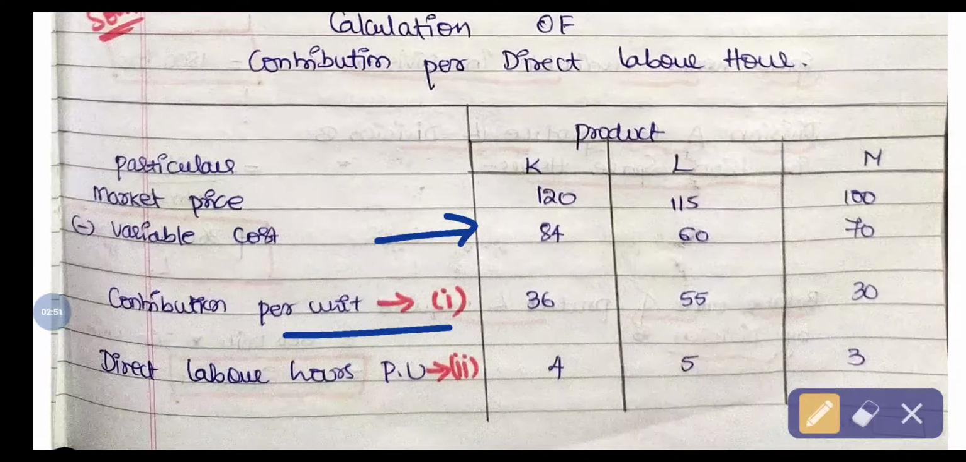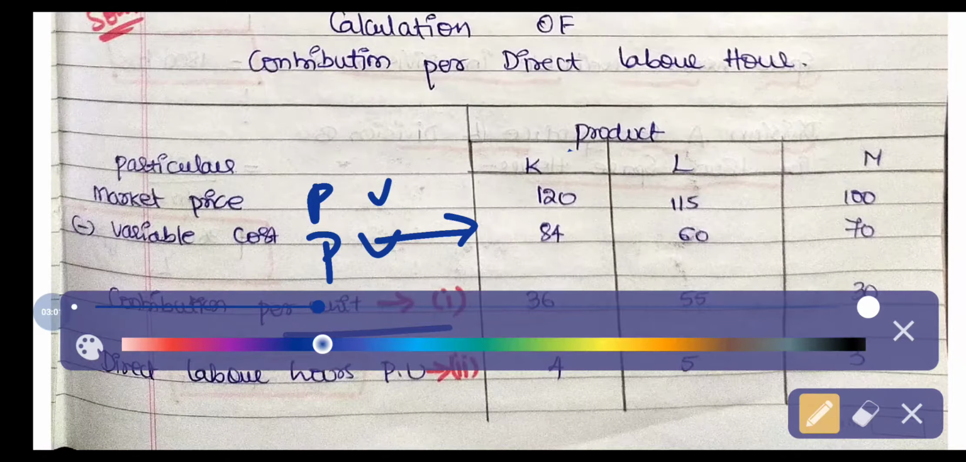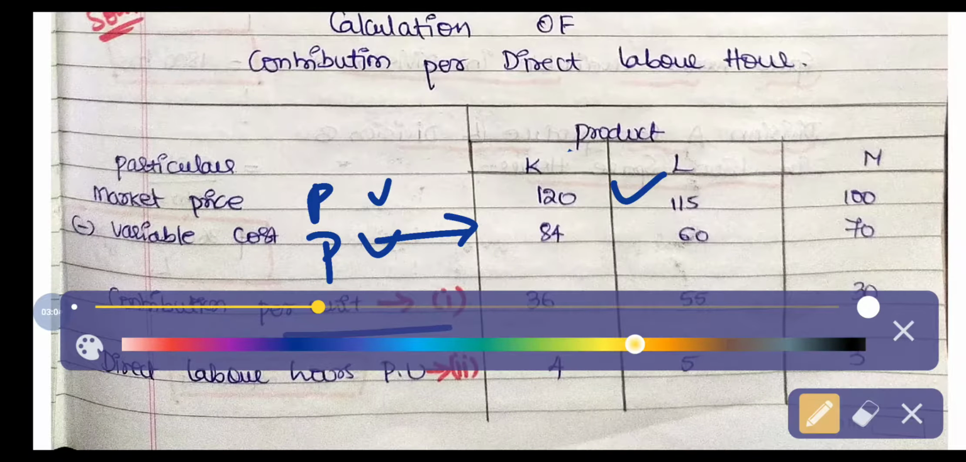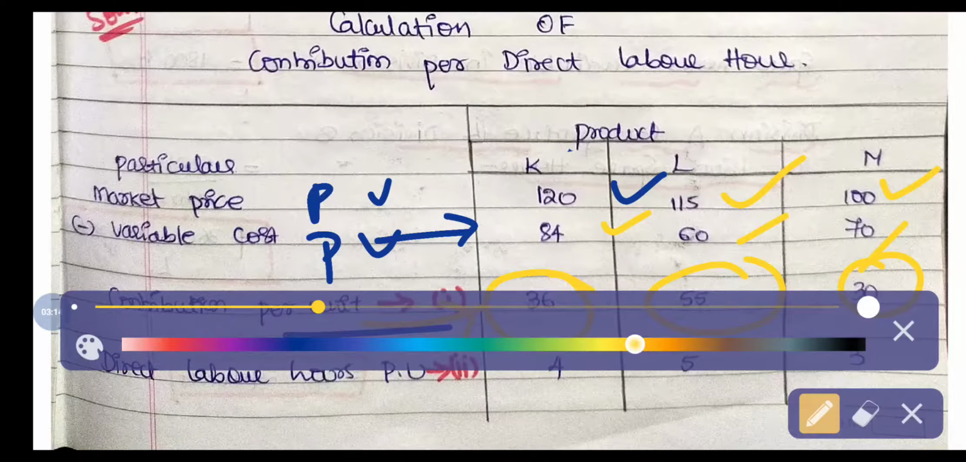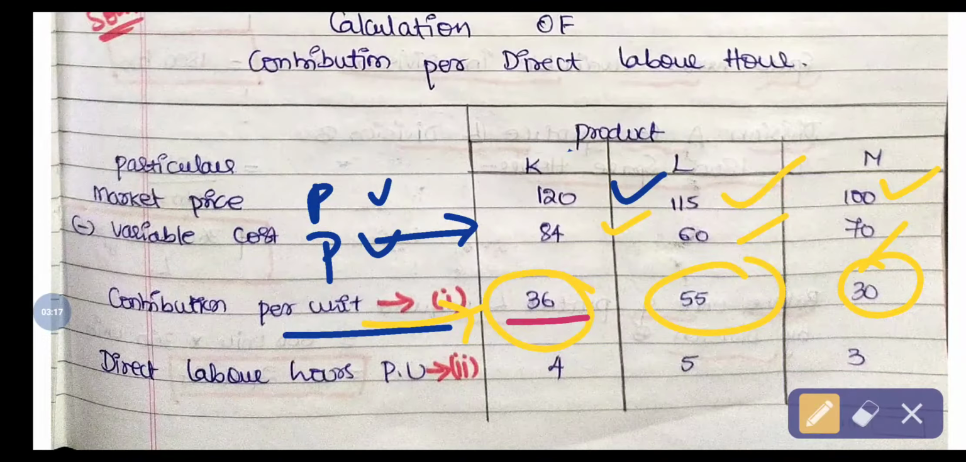These are all per unit figures. So 120 minus 84 is 36. 115 minus 60 is 55. 100 minus 70 is 30. So contribution per unit is, for K it is 36, for L it is 55, for M it is 30.